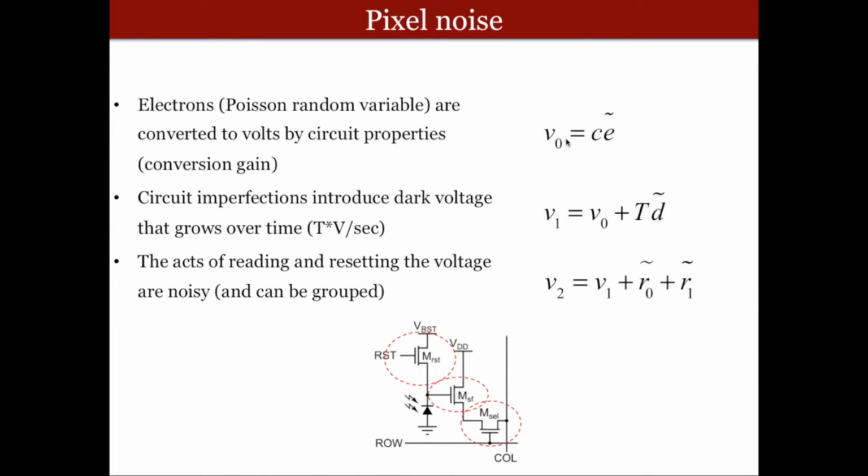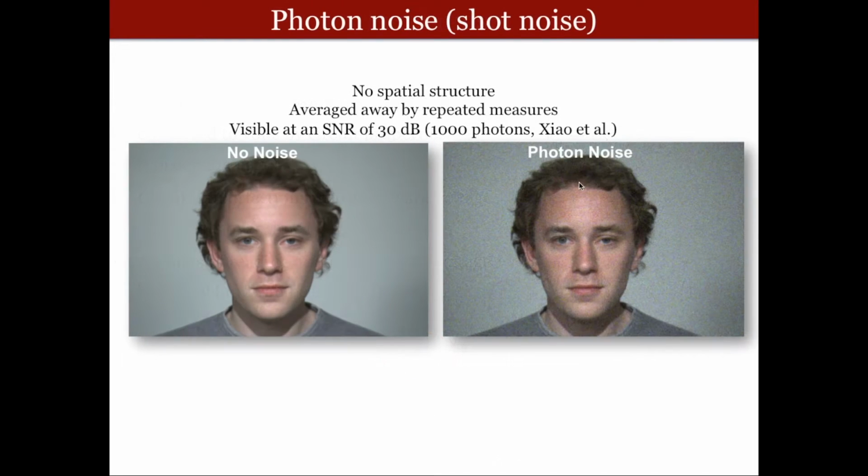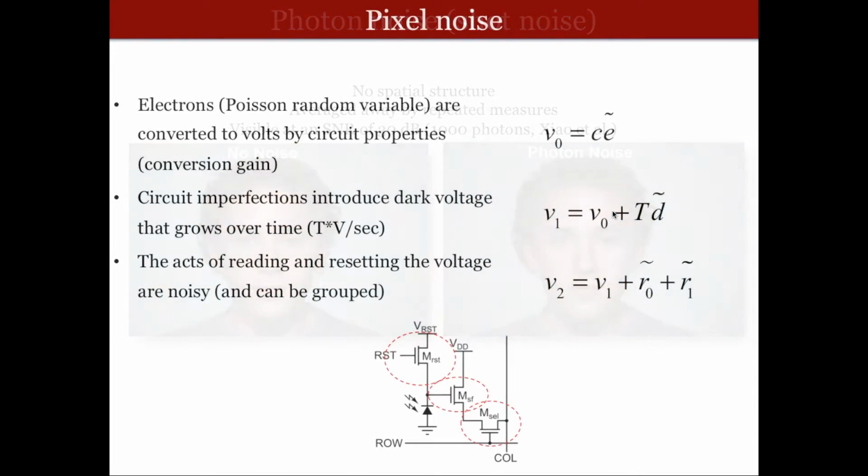So that original noise is just the shot noise, and there's nothing you can do about that. There's nothing you can do in the circuit design to get rid of this noise. This noise is just intrinsic to the variance of light.